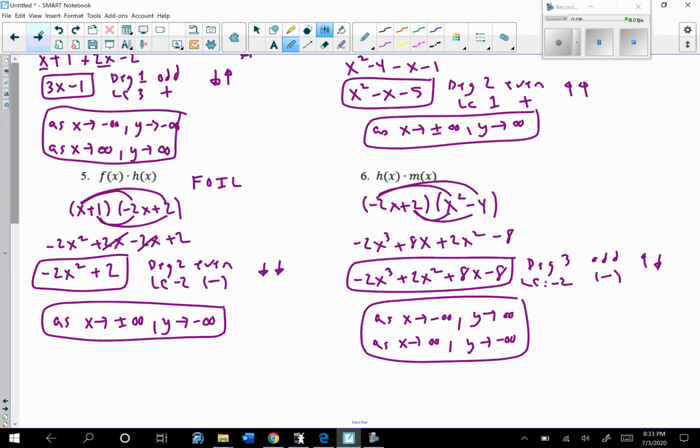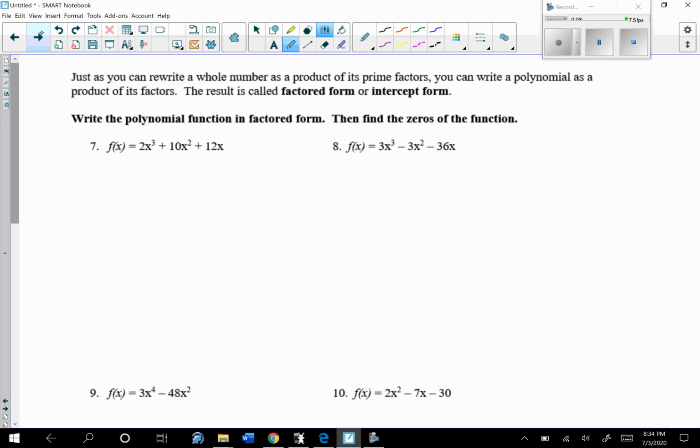All right, next page. Just as you can write a whole number as a product of its prime factors, you can write a polynomial as a product of its factors. The result is called factored form or intercept form. So for this one, this is a polynomial, and remember that polynomials don't have variables in the denominator or variables underneath radicals, and have whole number exponents, no variable exponents. So for this one, it's in standard form because we have degree 3, 2, and 1.